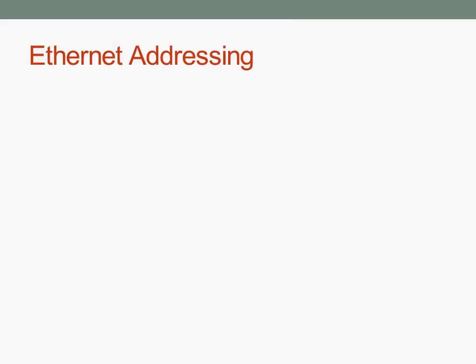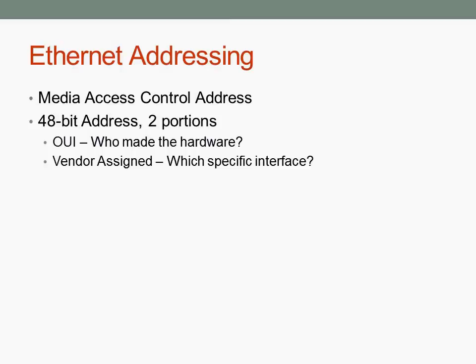Ethernet addressing is done with what we call a media access control address, and effectively this is also called a burned-in address. This address is 48 bits long and has two portions. The first 24 bits, that is the first 3 bytes of the address, are called the Organizationally Unique Identifier, the OUI, and the OUI refers to who made the hardware. Most manufacturers have a specific set or maybe a single organizationally unique identifier that they put on the MAC address when they make their equipment.